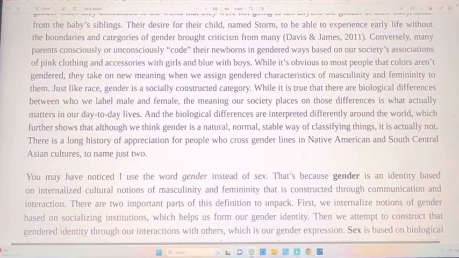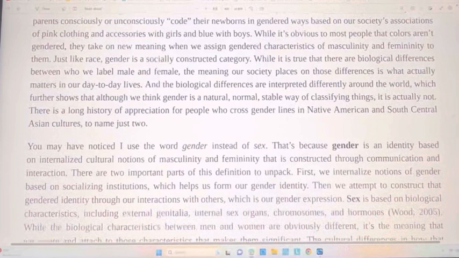Conversely, many parents consciously or unconsciously code their newborns in gendered ways based on our society's associations of pink clothing and accessories with girls and blue with boys. While it's obvious to most people that colors aren't gendered, they take on new meaning when we assign gendered characteristics of masculinity and femininity to them.